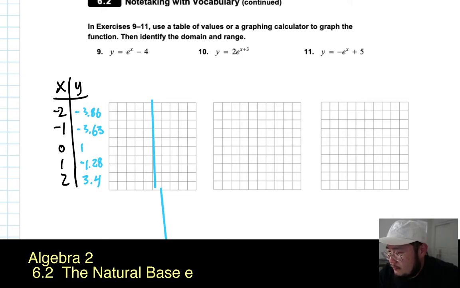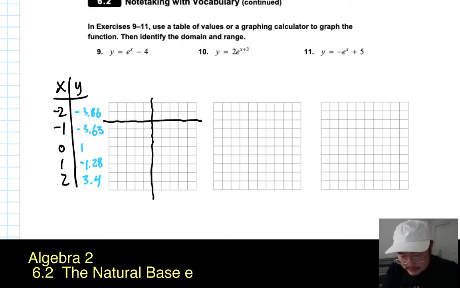So with the function, remember at 0, 1, or sorry, that's not, remember that's 1 minus 4. One of our points should be at negative 3 right here, at 0, negative 3. We have at 1, we're at negative 1.28. At 2, we're at 3.4. We'll say it's up there. At negative 1, we're at negative 3.63. At negative 2, we're at negative 3.86.